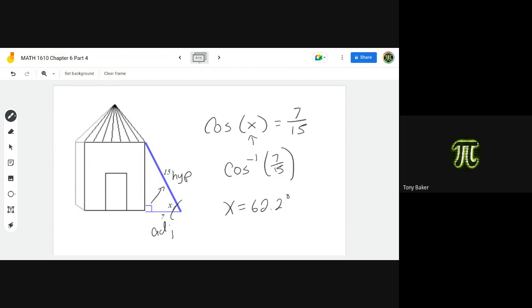So adjacent is always touching the angle you're looking for. Yep, because it's next to it. So adjacent means next to, and opposite means opposite of it. So if it's touching it, it's next to me.